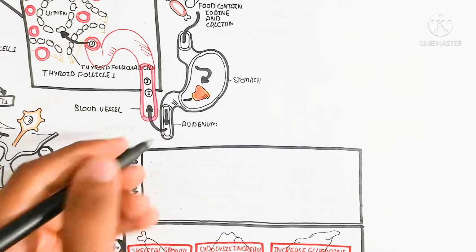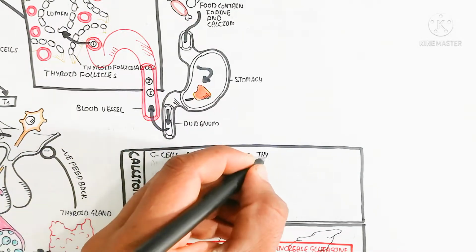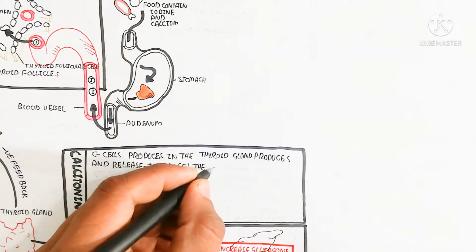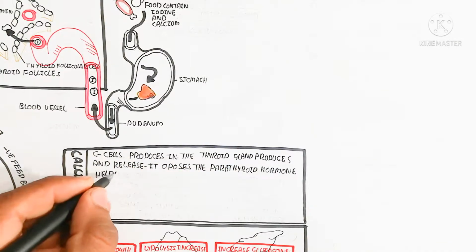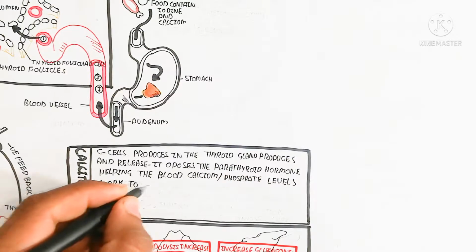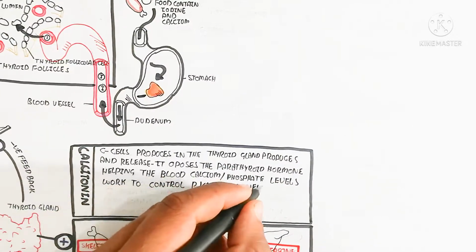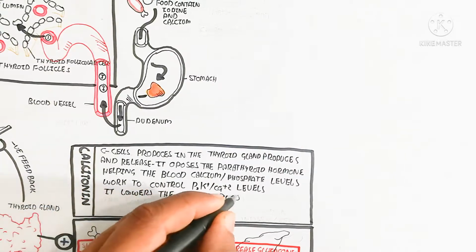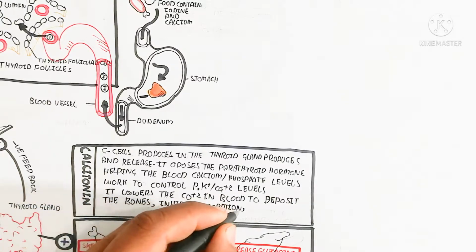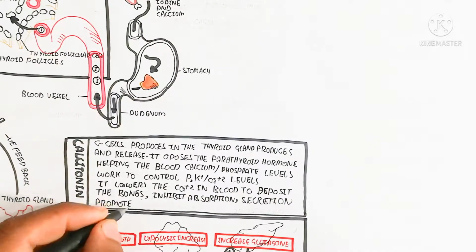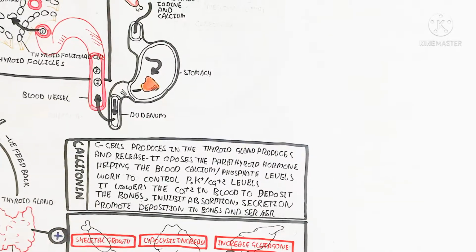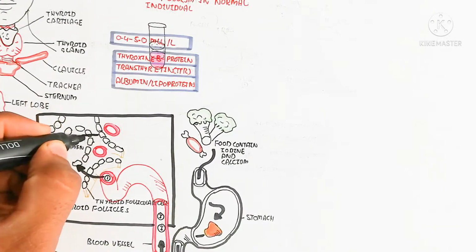Calcitonin is a very different story. It is produced by the C cells in the thyroid gland and released, and it opposes the parathyroid hormone, helping to control blood calcium, phosphate and potassium levels. It lowers calcium in the blood to deposit it in the bones, and inhibits absorption from the digestive system as well as renal absorption. It promotes deposition in bones and in the smooth and rough endoplasmic reticulum, which store calcium and phosphate. So that is calcitonin, but we are not focusing on calcitonin; we are just understanding another thing.